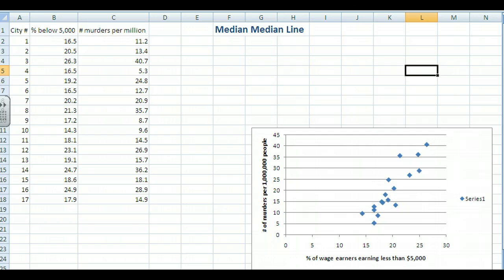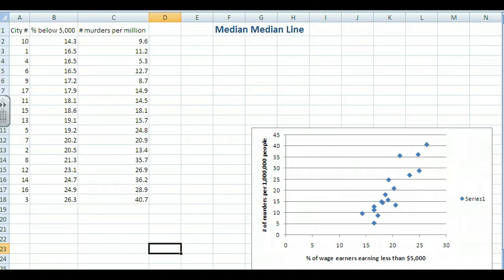So the first step in this process is to sort the data. Sort the data from smallest to largest. I'm going to sort the data according to the x value, not the city number. Now the data is sorted with the lowest percentage of people earning less than $5,000 per year at the top of the list, and the highest percentage at the bottom of the list. The city number is regardless. Doesn't make any difference. Now that the data is sorted, I need to group it into three groups.